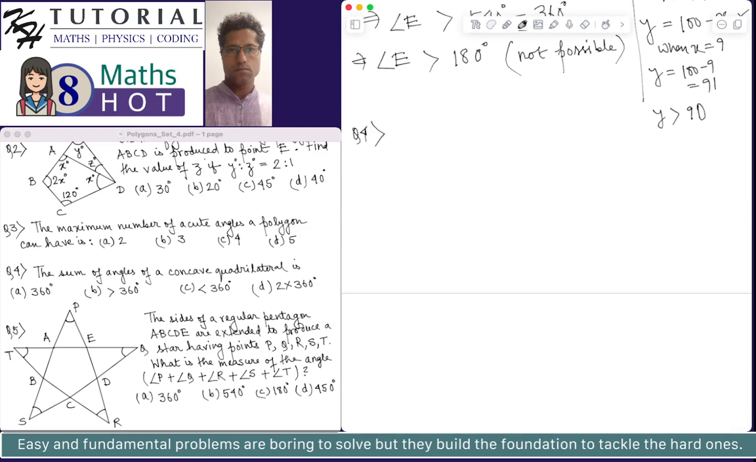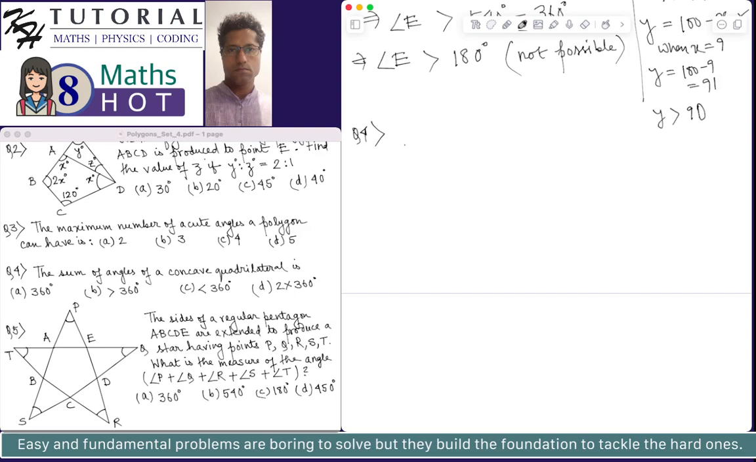The sum of angles of a concave quadrilateral. Now, a quadrilateral is a polygon having 4 sides. That is the definition of a quadrilateral. Now, a concave quadrilateral means a concave polygon with 4 sides, something like this. So, a concave polygon means at least one interior angle will be more than 180 degree.